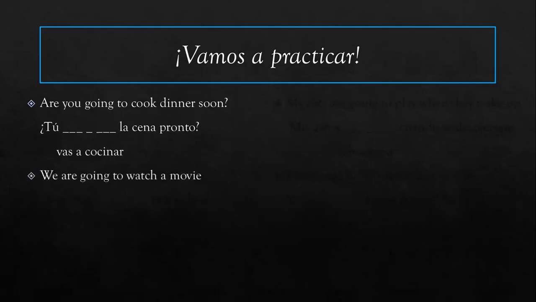We have another example. We are going to watch a movie. The subject there is nosotros. A movie is una película. The form of ir that goes with nosotros is vamos. To watch, the infinitive, is ver. Nosotros vamos a ver una película.